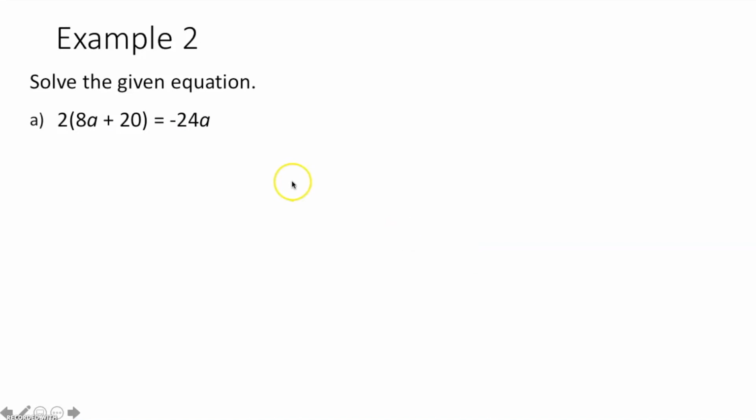Example 2, doing the same thing. Simplify, move, solve. Start with simplify. Can we simplify this side of the equation? Yes, this 2 is outside the parentheses. And since we cannot combine what is inside the parentheses, again, this has A, this does not. That's why we can't combine it.